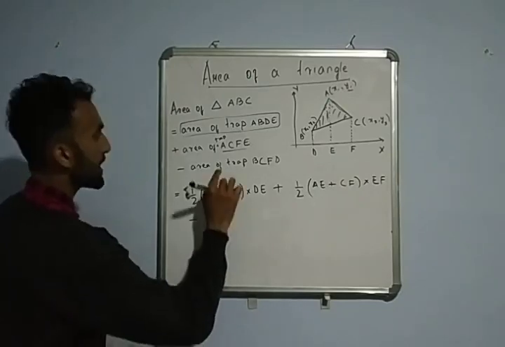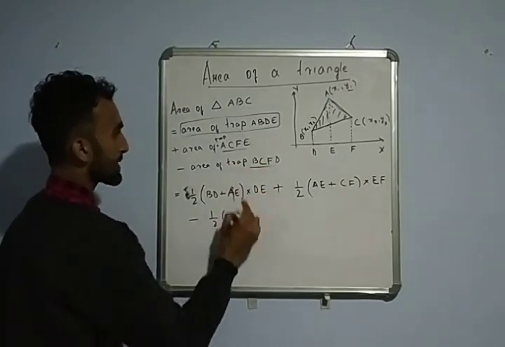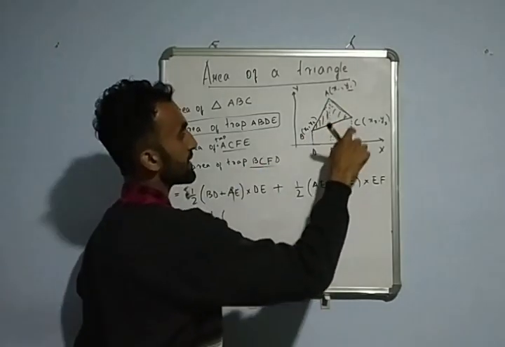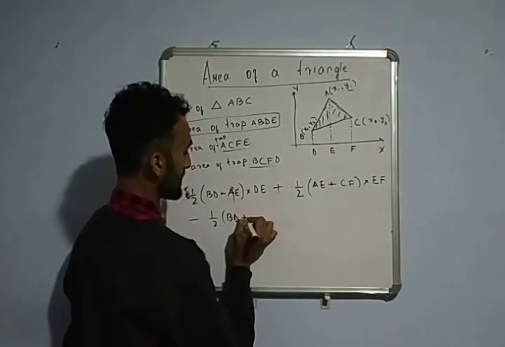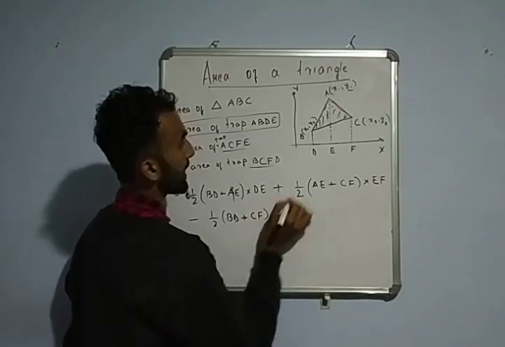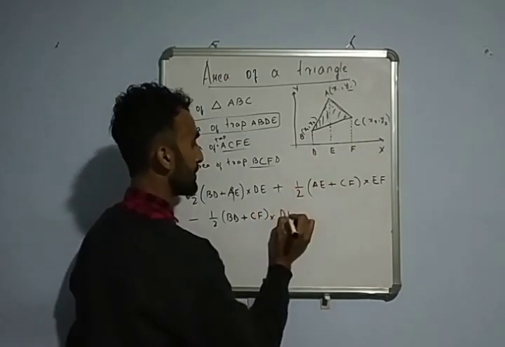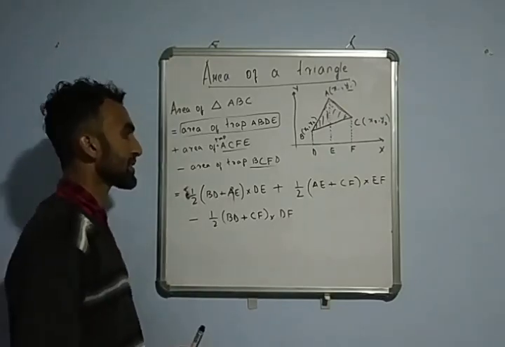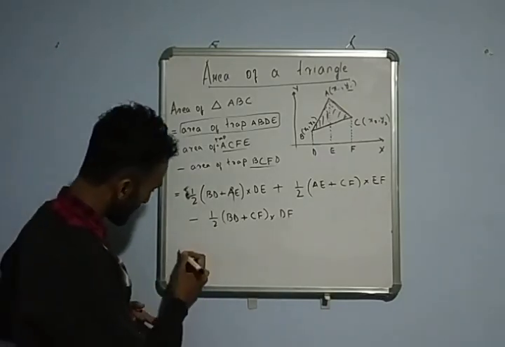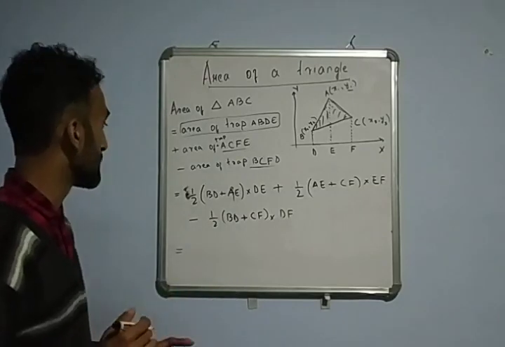Minus half area of this trapezium BCFD. Sum of the parallel sides is BD plus CF into height. Height is here DF. Check. If you don't understand, please pause the video and try to understand again. And if you still don't understand, please comment me.